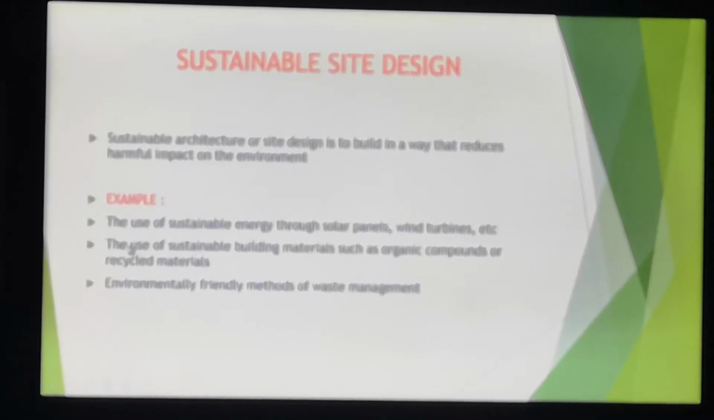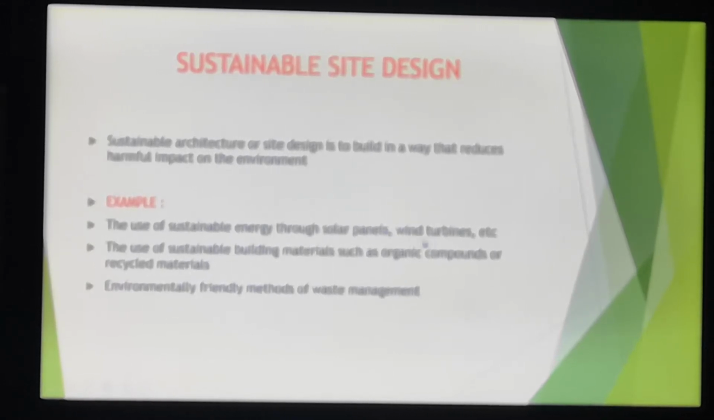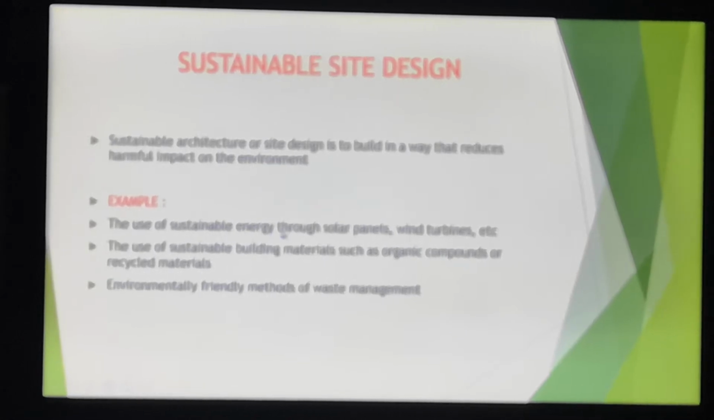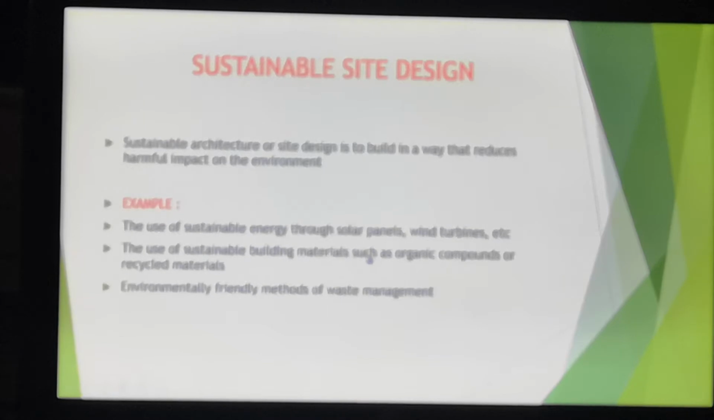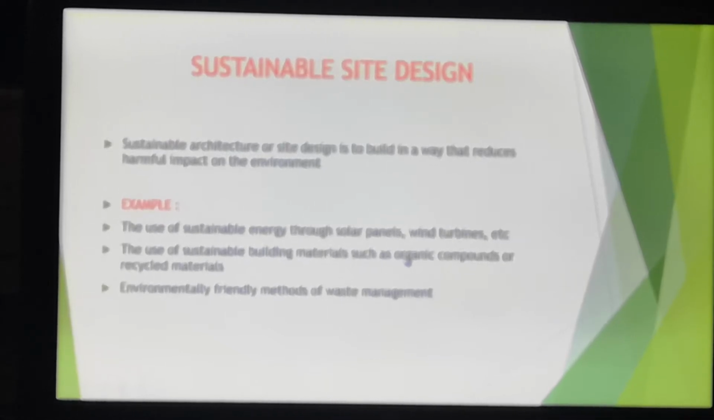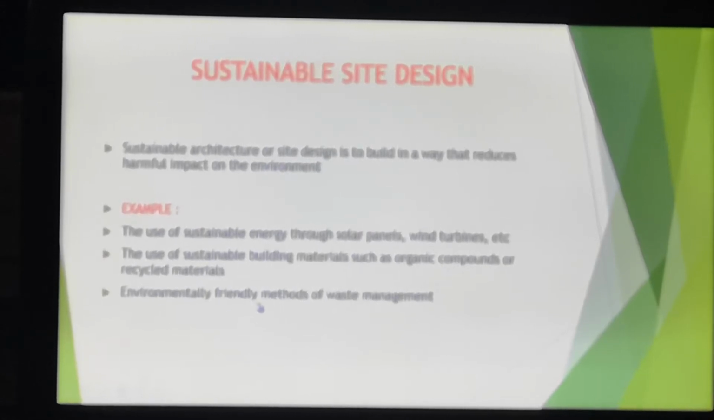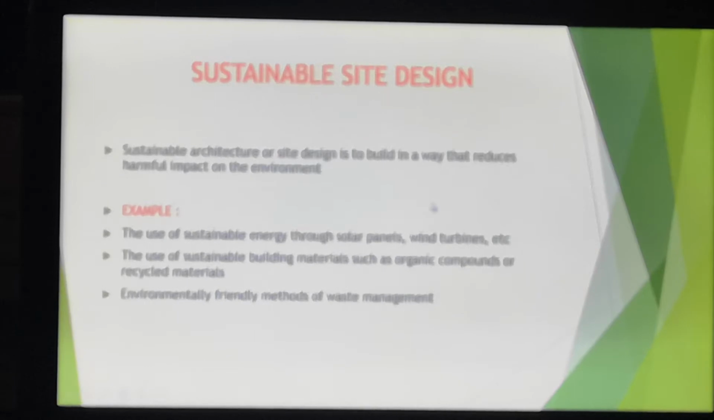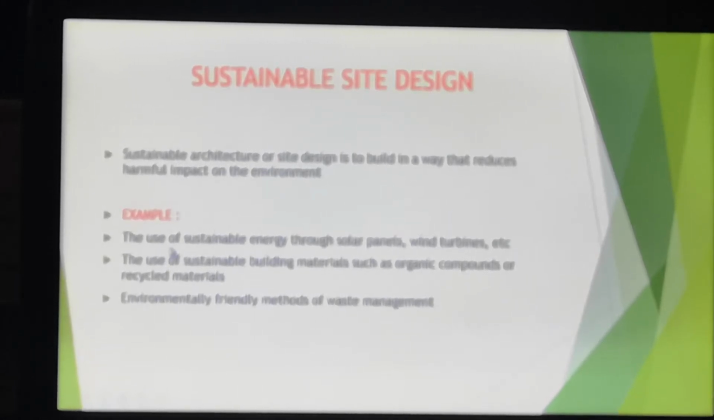For example, the use of sustainable energy through solar panels, wind turbines, etc. So this is a good example. And then number 2 is use of sustainable building materials such as organic compounds or recycled materials. And lastly, environmentally friendly methods of waste management. So all these examples can tell us about sustainable site design for the green building.